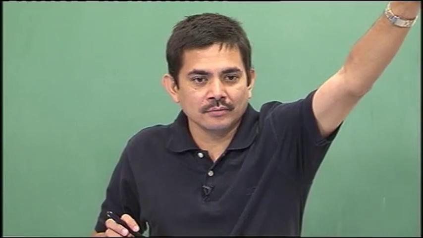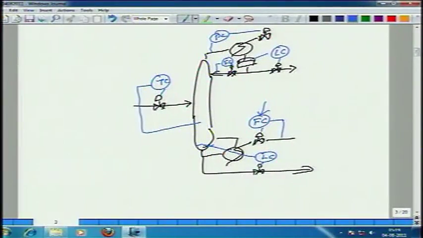At the fresh feed, you see I could have set the throughput through the column at its feed. That control structure has been drawn n number of times. Here I am setting the throughput at the boil up. I could have also set the throughput at the product.